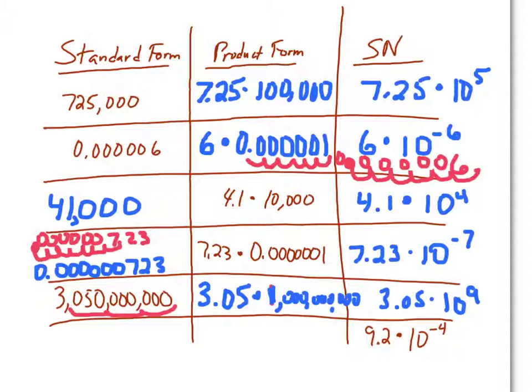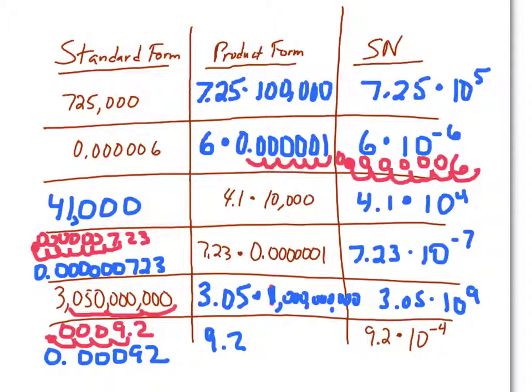Now let's look at this last example on this page. I've got 9.2 times 10 to the -4th. I think this might be easier to start over here and go 9.2. I need to move this 4 places that way. So 1, 2, 3, 4, and put zeros there. So my answer here, for standard form, is 0.00092.